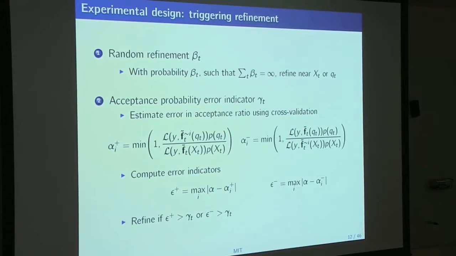And one thing that we have done is basically to say, well, can we also come up with some kind of error indicator that says if our approximation is good or not in this region? We use something simple, which is cross-validation on the acceptance probability. Because acceptance probability is, after all, what affects the MCMC most directly.